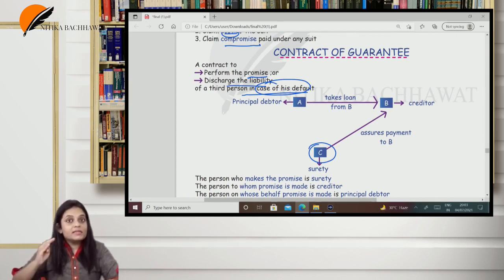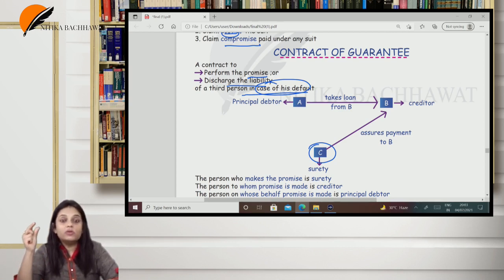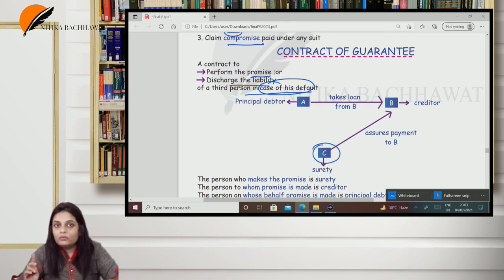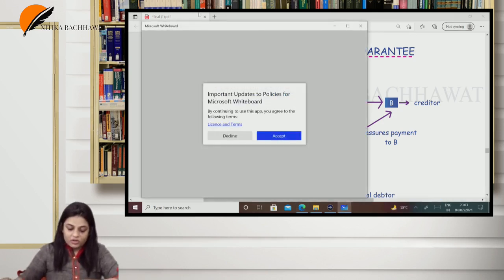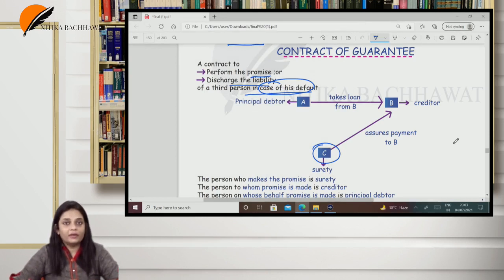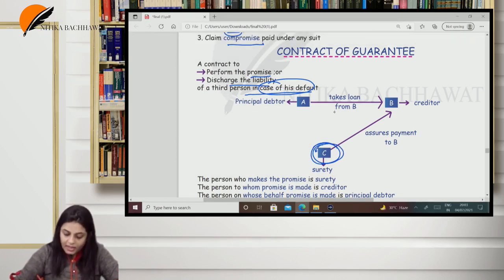So can I say C is giving an assurance to this person B that if A fails to pay, I will pay you? Yes or no? So this is a contract of guarantee. And this is a contract of guarantee, whereby one party gives an assurance to another that he will discharge the debt if this person fails to do so.